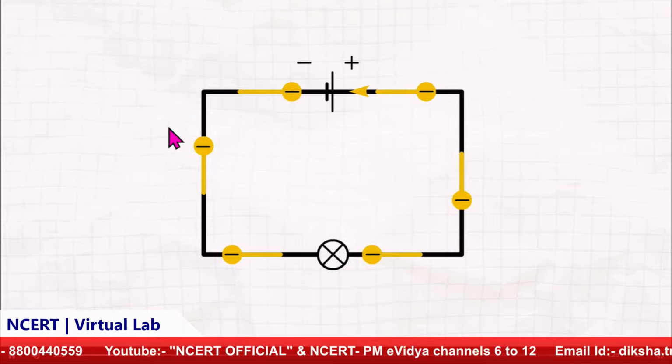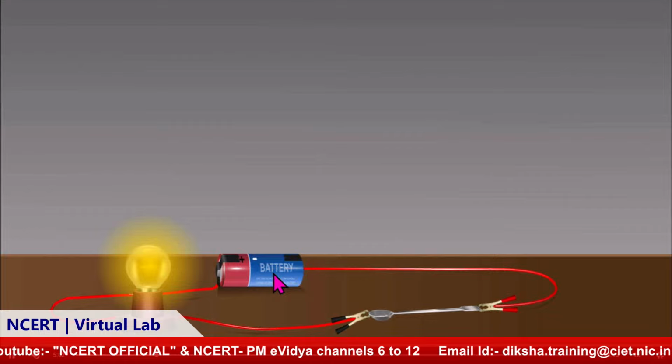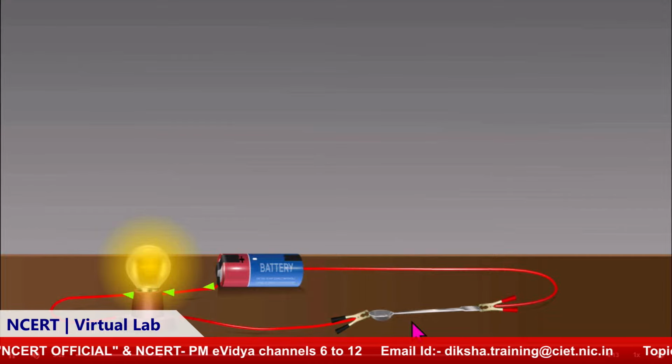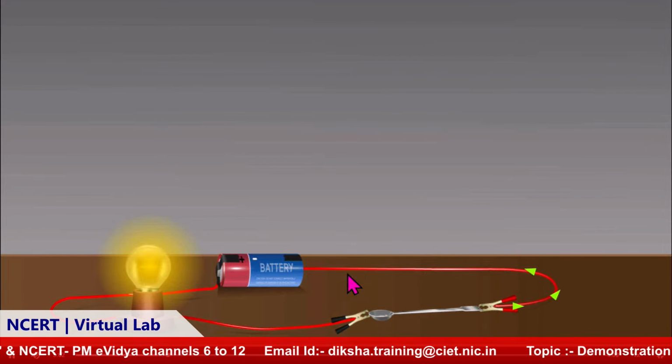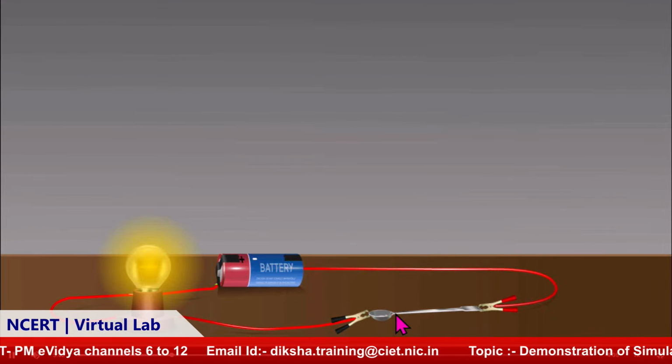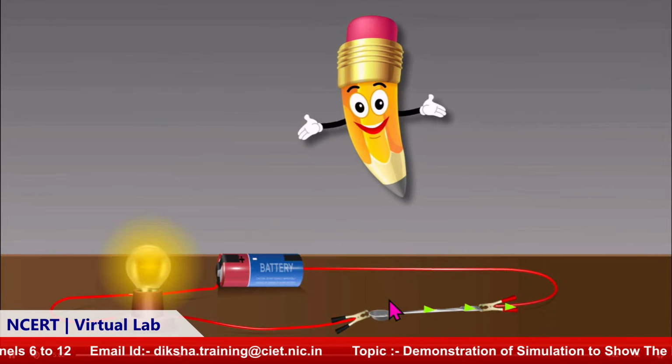Now, see, this is a basic diagram of the circuit. You can see the battery and bulb. As the battery is connected, the electric current flows through it, and since you can see the current is flowing through this material, that means it is called a conductor.